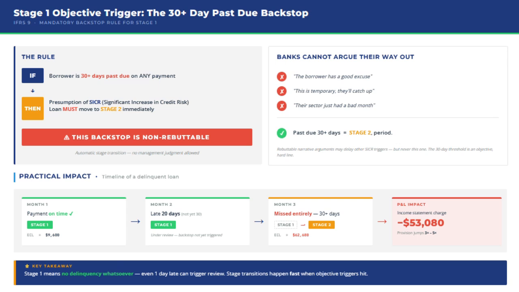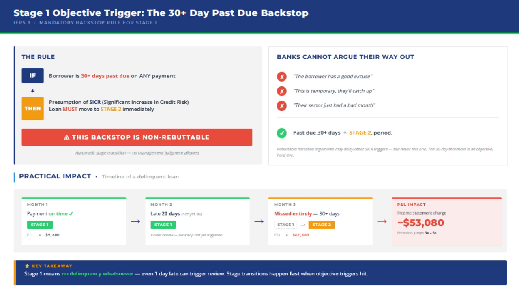So listen carefully to what banks cannot say. They cannot say the borrower has a good excuse. They cannot say this is temporary and they'll catch up. They cannot say that their sector isn't performing and they just had a bad month. None of these arguments matter. The 30-day backstop is objective, hard and automatic.